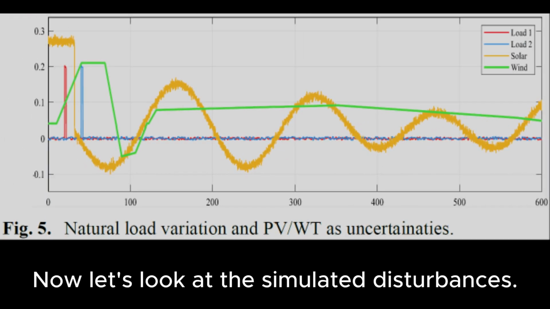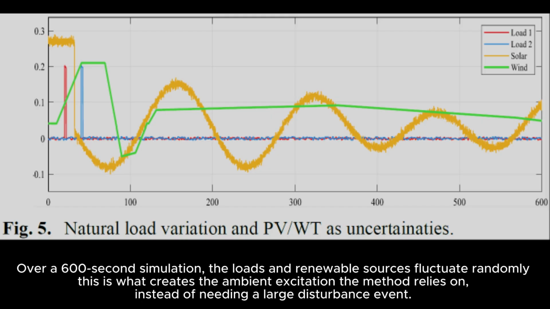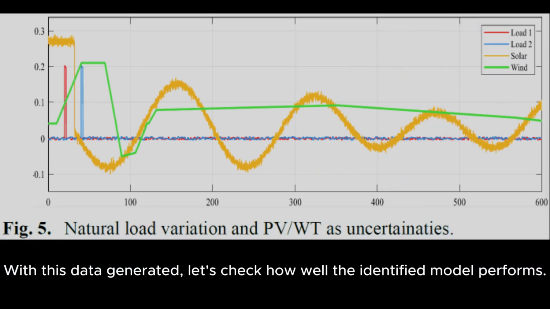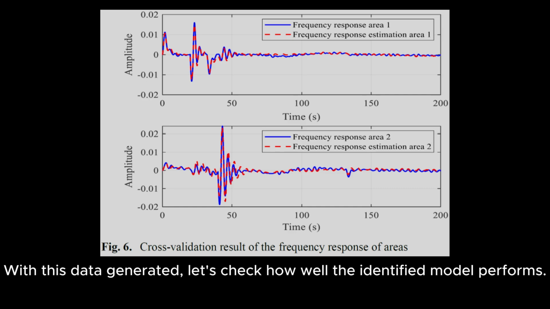Now let's look at the simulated disturbances. Over a 600-second simulation, the loads and renewable sources fluctuate randomly. This is what creates the ambient excitation the method relies on, instead of needing a large disturbance event. With this data generated, let's check how well the identified model performs.